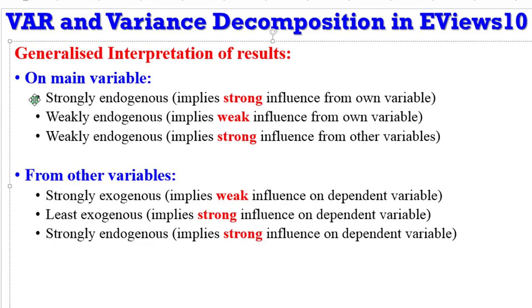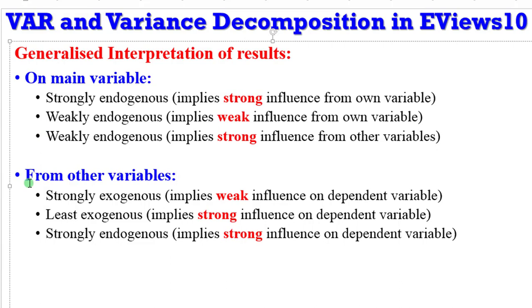If you also observe from the percentage accounted forecast error variance, you notice that that variable has a weak influence on its own variable, you can say that variable is weakly endogenous. If you also observe that the influence from other variables is strong, then you can also say on the main variable that it is weakly endogenous.